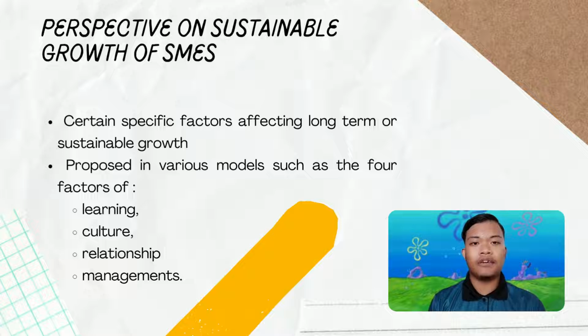Certain specific factors affecting long-term or sustainable growth have also been proposed in various models, such as the 4 factors of learning, culture, relationship, and management. To promote reliable, long-lasting existence and continuous growth of the firm, it is imperative to identify the factors that both hinder and stimulate firm sustainable growth. However, it requires more than just acknowledging the optimum combination of such factors, but it should be able to formulate their accumulation, bundling, and leveraging of those resources and capabilities to generate sustainable growth.